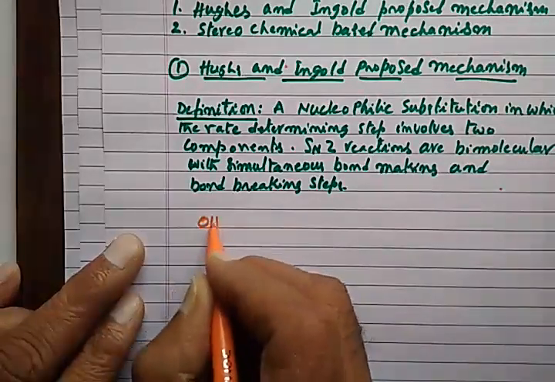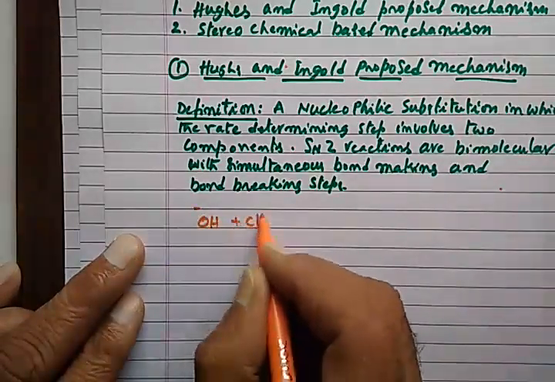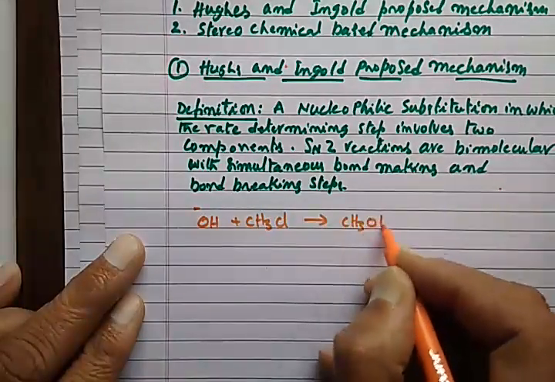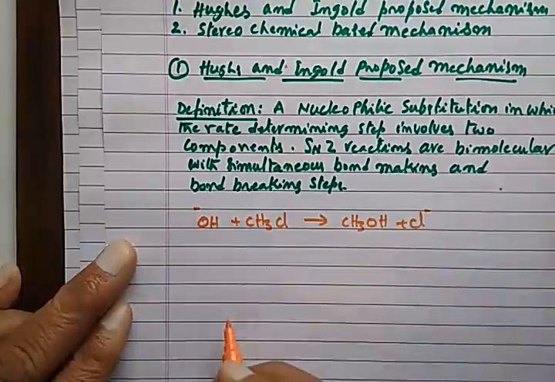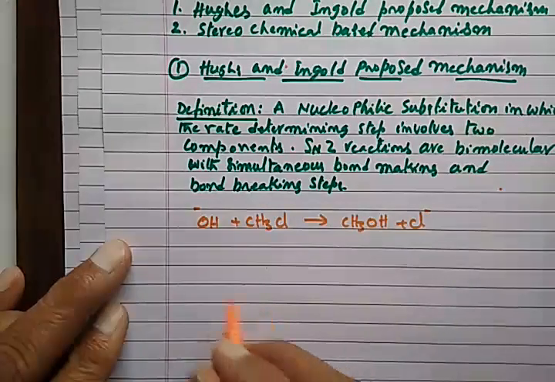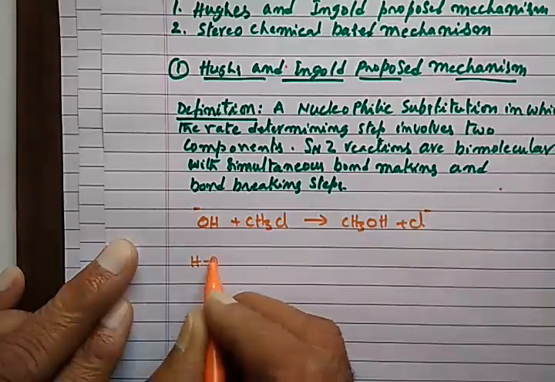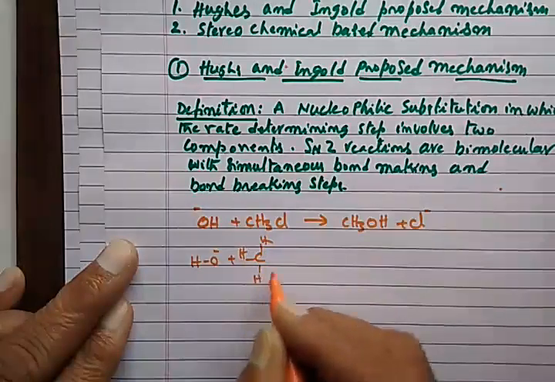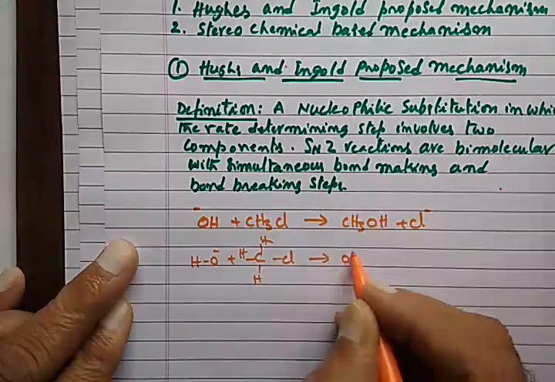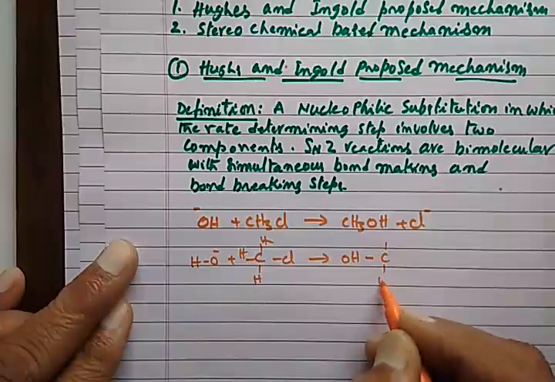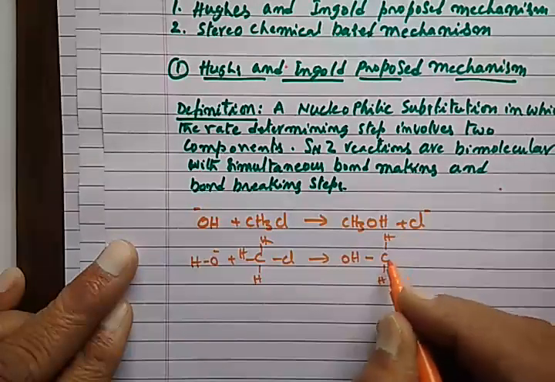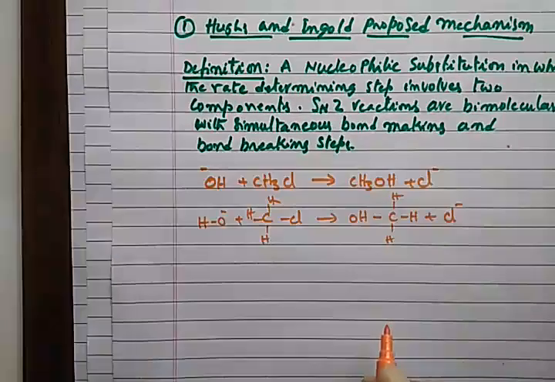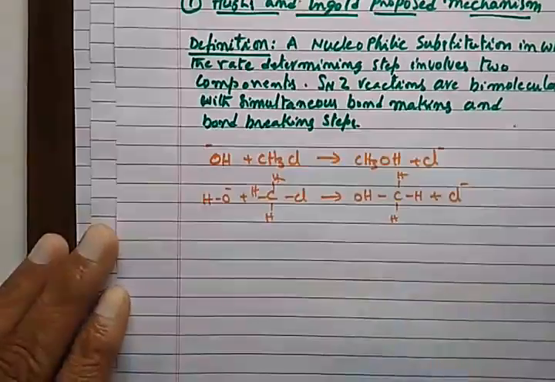I'll write it again. OH minus plus CH3Cl gives CH3OH plus Cl minus. This I already elaborated. Let me write it once again here for understanding purposes. Cl, then OH comes to the carbon atom and chlorine will go away.